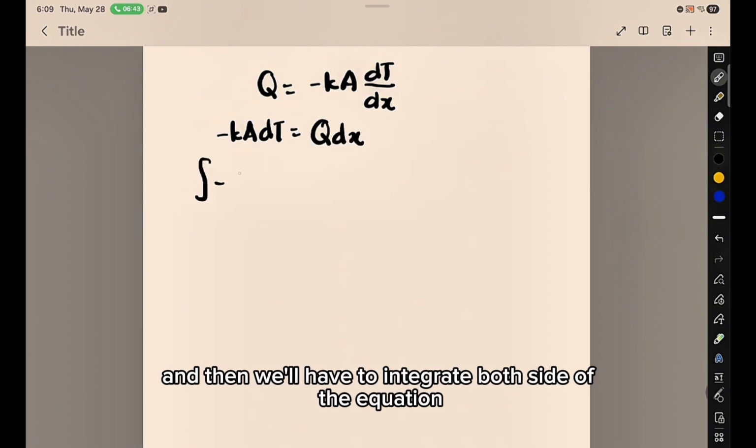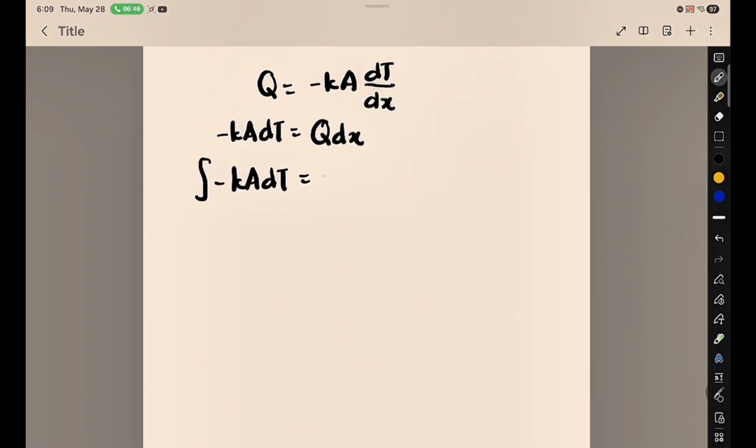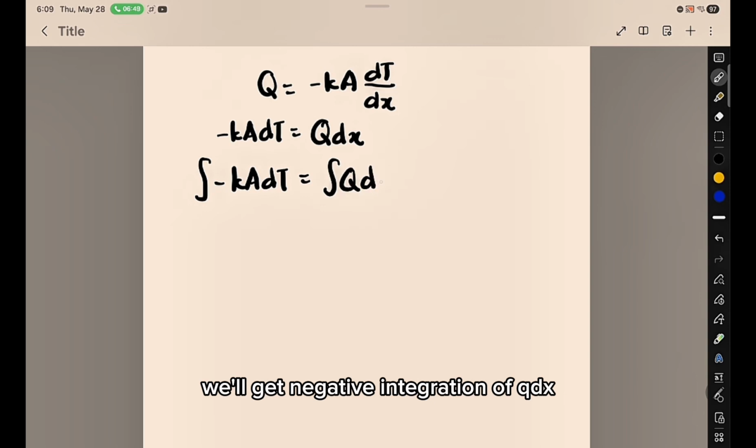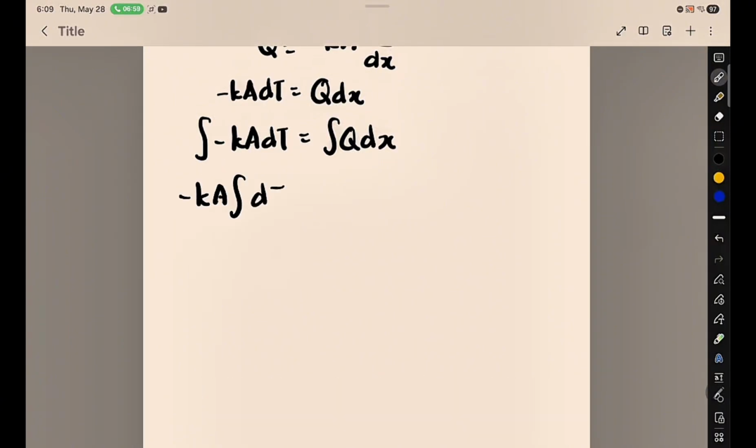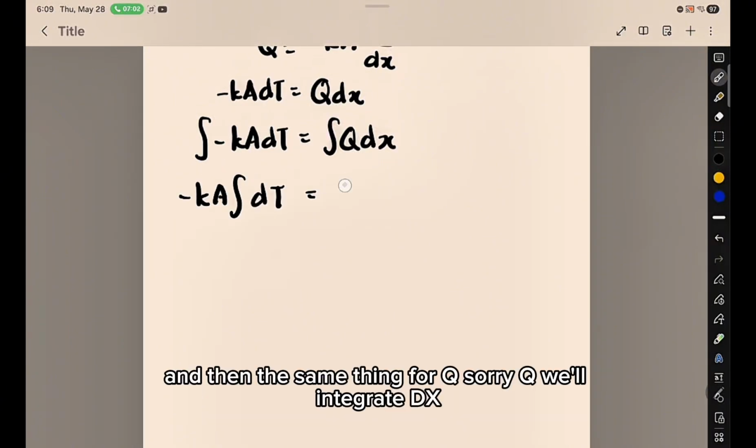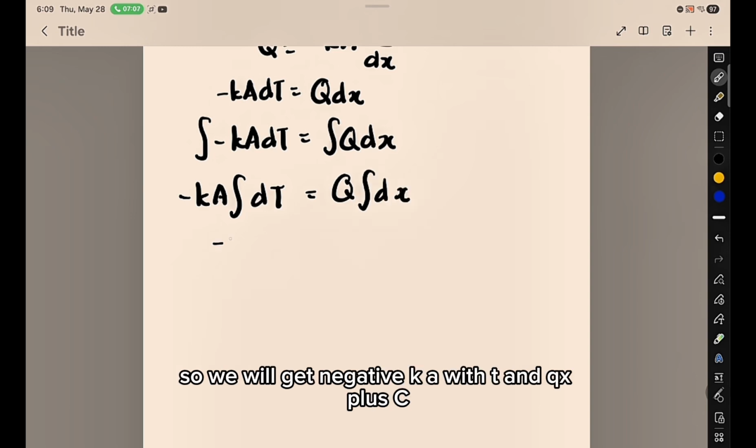And then we have to integrate both sides of the equation. We get the integration of Q dx. As negative kA is a constant, it can be put outside the integration, and the same for Q when we integrate dx. So we will get negative kA times T equals Qx plus c.